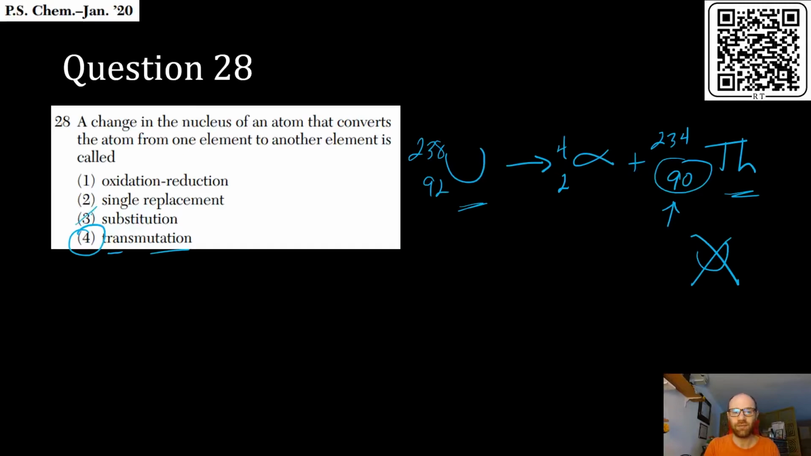Substitutions are organic reactions. Single replacement is not really put into a category, but it's certainly not changing one element into another. We're replacing one element with another in a compound, but we're not changing the nucleus. And oxidation reduction, as we saw, has to do with electrons, not the nucleus. So our answer here is 4.